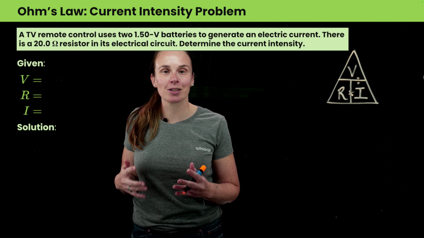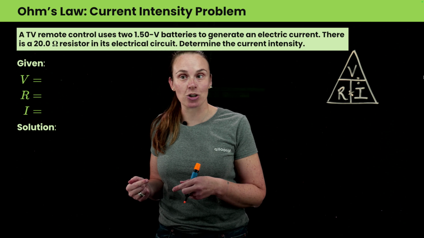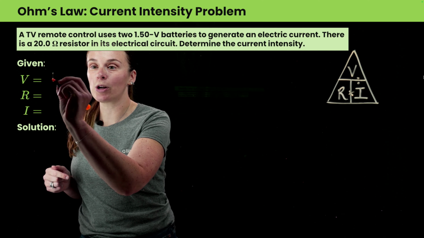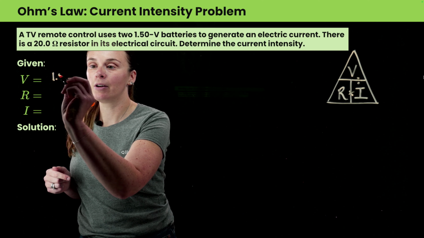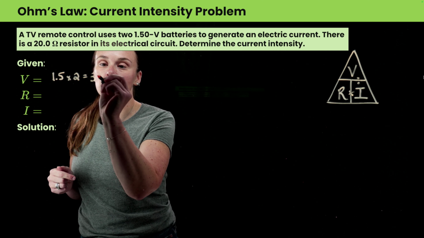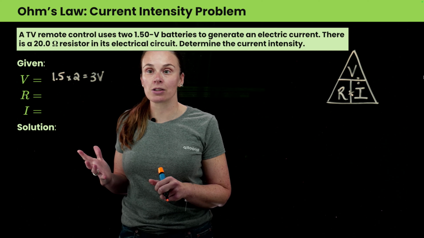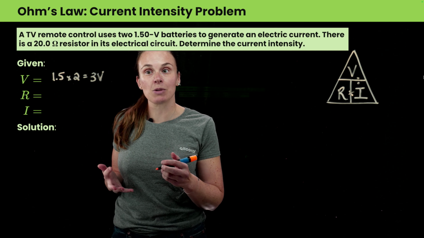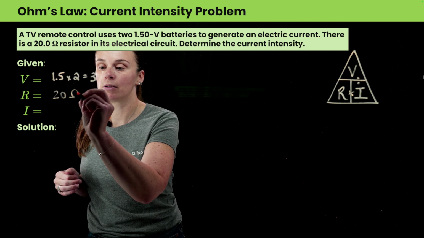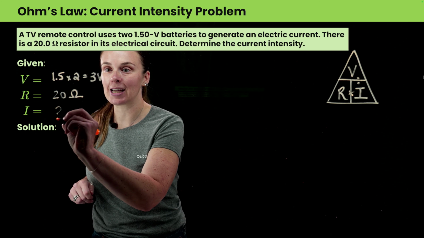Determine the current intensity. Again, we're going to write down what we know from the question. Here we have our voltage, and our voltage in this case is 1.5, but I have two of them, so I have 3 volts of power here. Then for the resistor, we know that resistance is measured in ohms. I have 20 ohms in this question, and I'm looking for intensity.